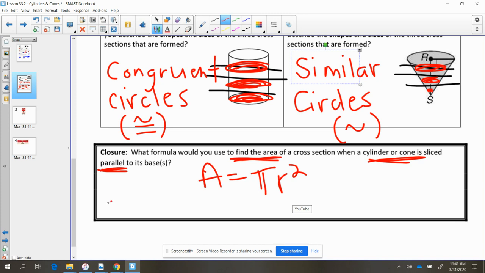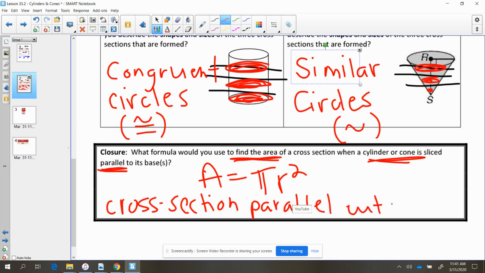And again, why is that? Well, the cross section for a parallel cut is a circle. So that's why we had to use the area of a circle formula.